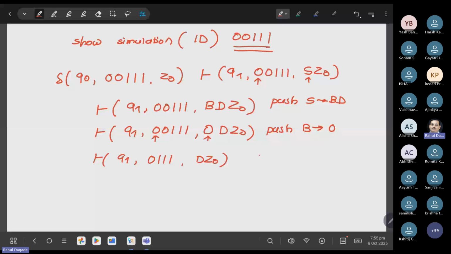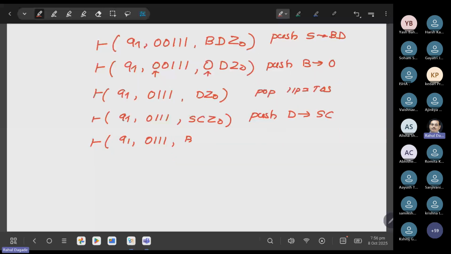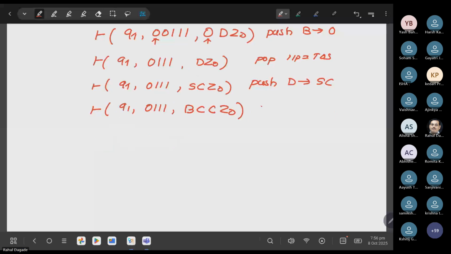Now again S gives BD operation can be added. Q1 0, 1, 1, 1. S gives BD. We are using BD or BC? No, we are using BC. Sorry. So here instead of BD, now which production to be pushed onto stack? BC. C Z0. So we push S gives BC on stack.